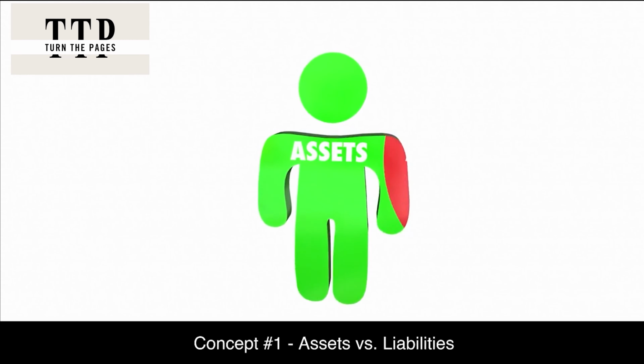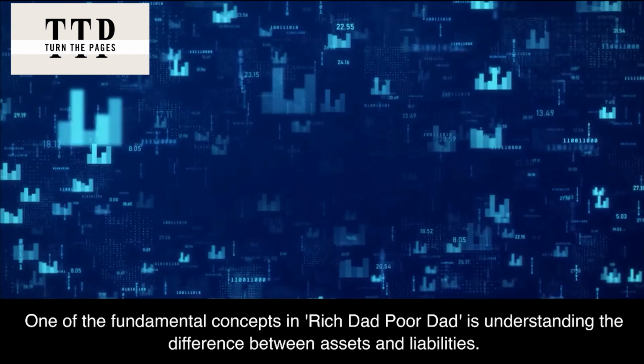Concept number 1: Assets versus liabilities. One of the fundamental concepts in Rich Dad, Poor Dad is understanding the difference between assets and liabilities. Definition: assets versus liabilities. Assets are things that put money in your pocket, such as real estate, stocks, or businesses. Liabilities, on the other hand, are things that take money out of your pocket, like mortgages, credit card debt, or car loans.